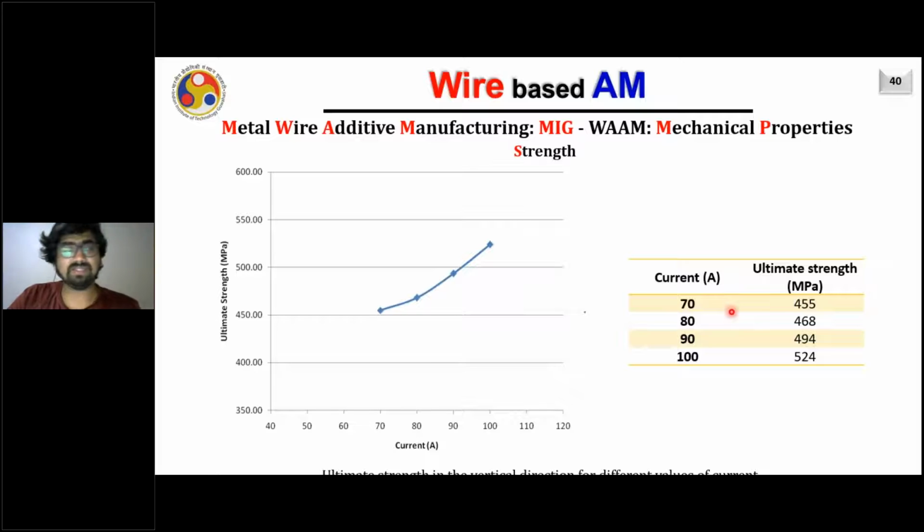The ultimate tensile strength in the Z direction, like I mentioned, can be further improved if you improve the dilution. For that, you need to increase the heat input to the substrate, and that can be done easily by increasing the current. If you keep increasing the current, definitely the dilution will increase, and as the dilution increases, your strength will increase. But you have to stop at a certain point, because if you increase the dilution too much, your overhanging features may get distorted because of the high heat input, and you may not be able to really sustain the deposited weld bead onto the pre-built or substrate layers.